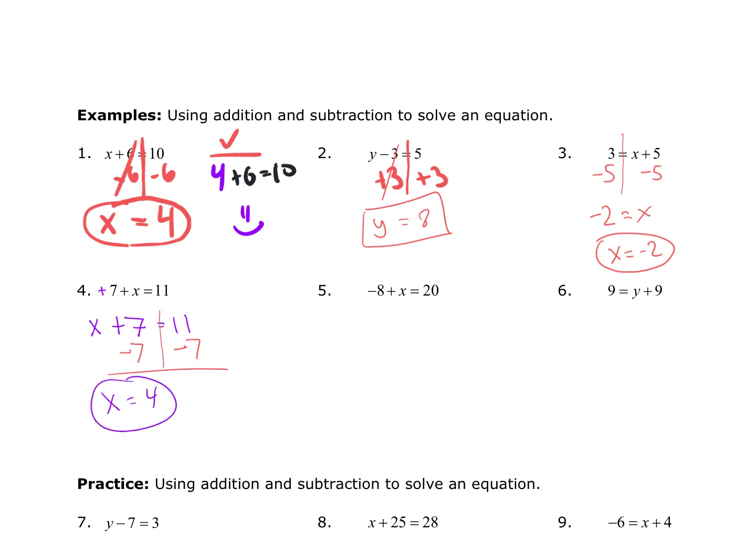Now when we go to rewrite number 5, it's negative 8 plus x. So the x is positive, but the 8 is negative. So when I switch them, what we're really doing is reordering it like that. So now it's going to be positive x, so just x, and negative 8, so I'm going to write minus 8 equals 20. And then I can draw my line. x minus 8, I know I should add 8 to both sides. And that gives me x equals 28.